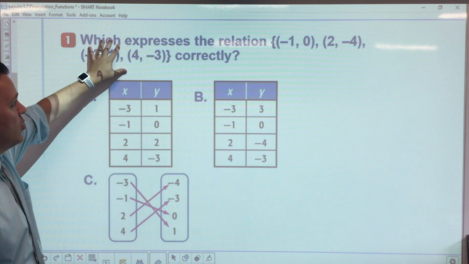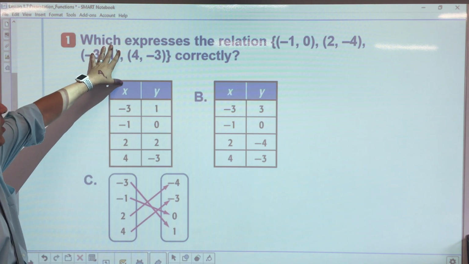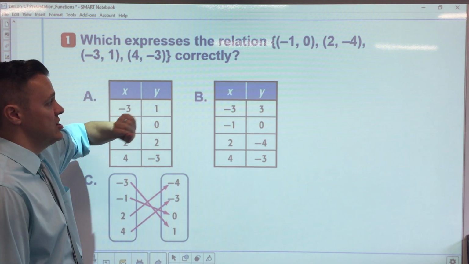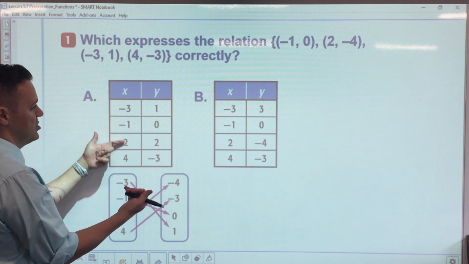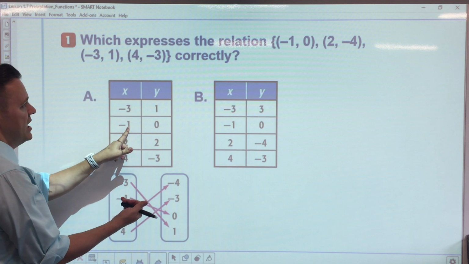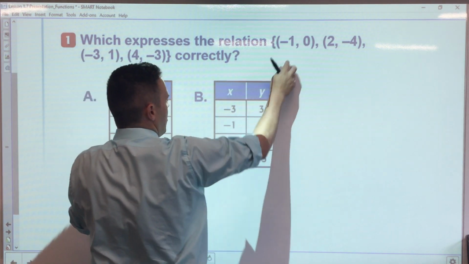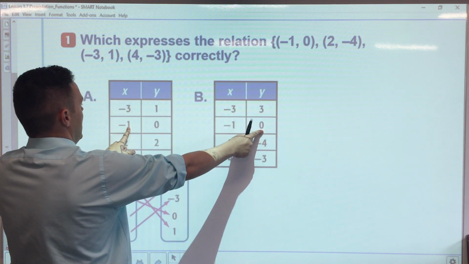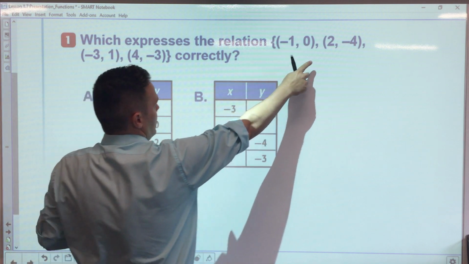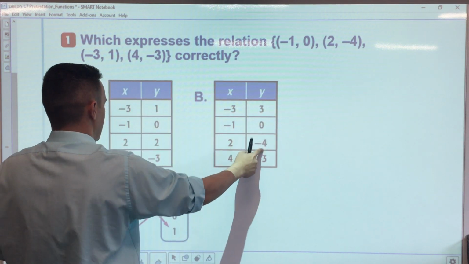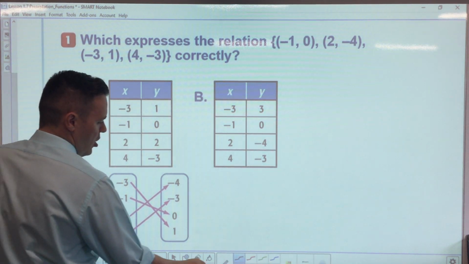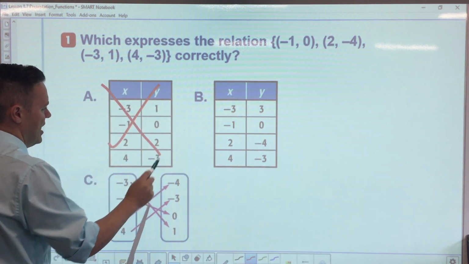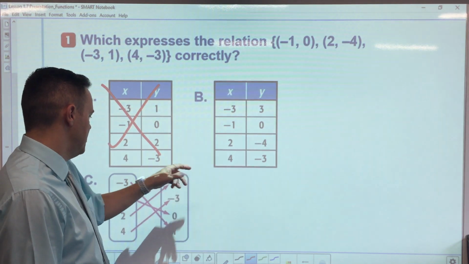All right, on this one, the easiest way to do it, remember, is a kind of correlation. Which expression expresses the relation of -1, and it gives you all the points. So if we go along the line here, because I see these two are different, -1 and 0 is the first point, and that's actually on both of them. Then the next point is 2, -4. So I see 2, -4. I see 2, 2. So ladies and gentlemen, right away you know that this is not one of them. So we have a combination between these two.